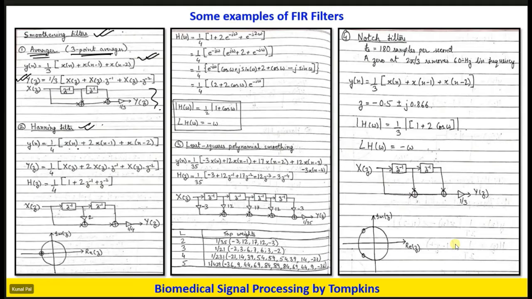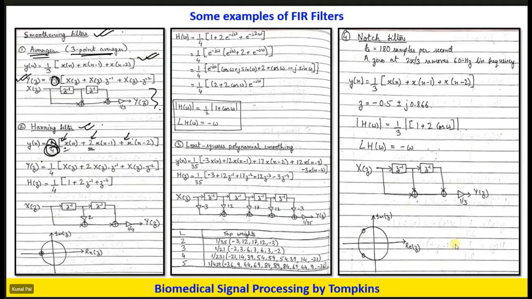Then coming to the Hanning filter, in the Hanning filter you have seen the weights are changing: x of n plus 2 times x of n minus 1 plus x of n minus 2, and you add them up with a coefficient. The coefficient of x of n is 1, the coefficient of x of n minus 1 is 2, and the coefficient of x of n minus 2 is again 1. So this is 4, so 1 by 4. In the previous case it was 3, so 1 by 3 was the multiplier. In this case, you have 1 by 4 as the multiplier.